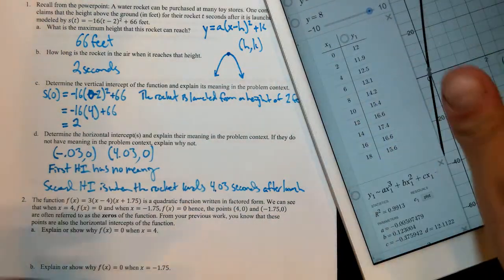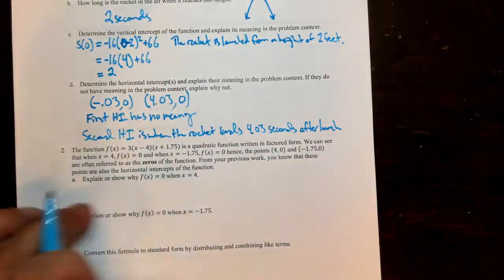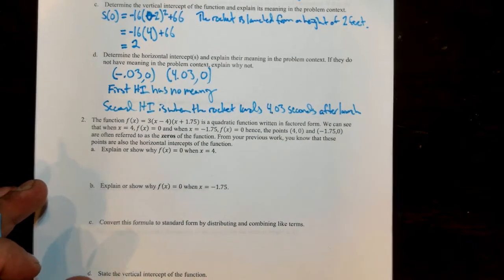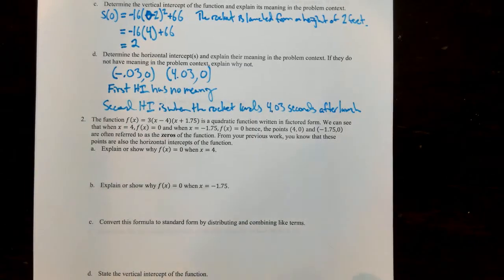Okay. Let's go to number 2. So the function f of x is a quadratic function written in factored form. We can see that when x equals 4, f of x is 0, and when x is negative 1.75, f of x is 0. Hence, the points (4, 0) and (negative 1.75, 0) are often referred to as the zeros of the function, or the roots. From your previous work, you know that these points are also the horizontal intercepts of the function. So explain or show why f of x equals 0 when x equals 4.